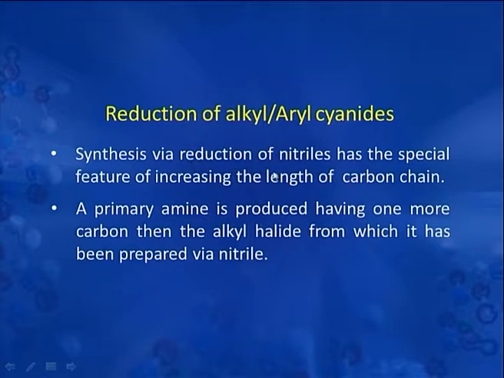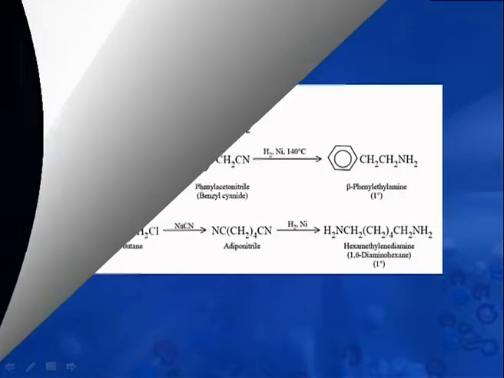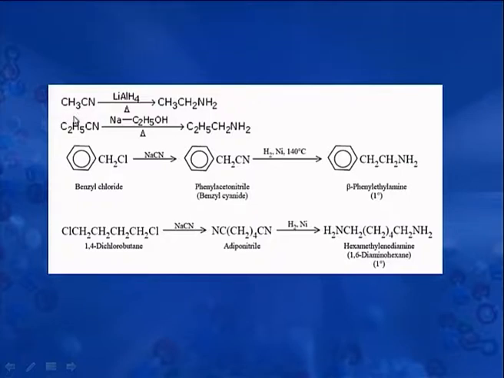Synthesis via reduction of nitrile has a special feature of increasing the length of the carbon chain. A primary amine is produced having one more carbon than the alkyl halide from which it has been prepared via the nitrile. You can see here, if we undergo reduction of cyanide, we get a primary amine. Now, from where is this cyanide prepared? Cyanide can be prepared by the reaction of sodium cyanide on alkyl halide.